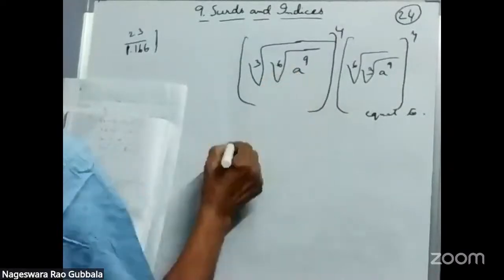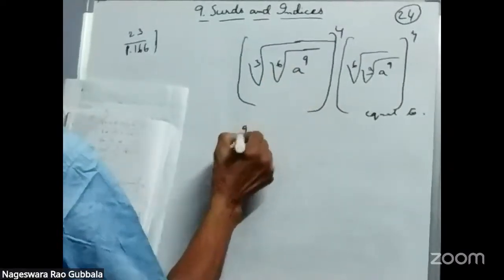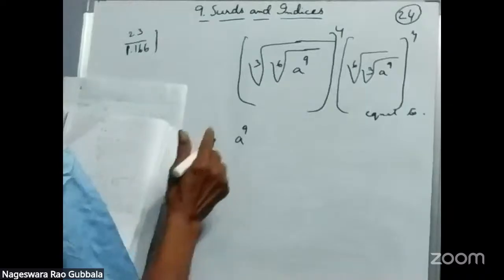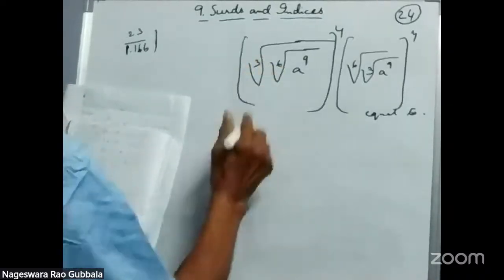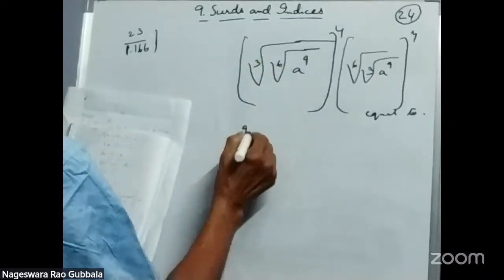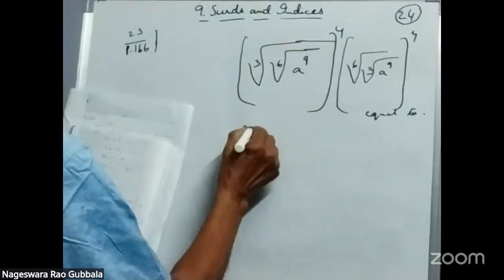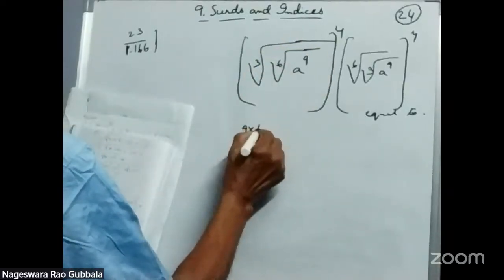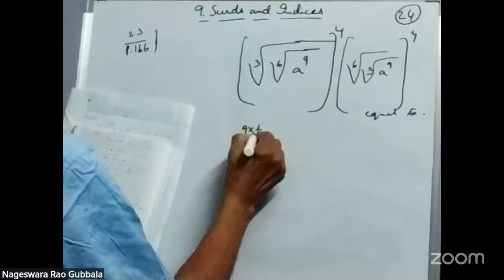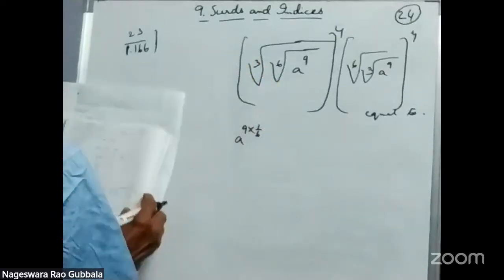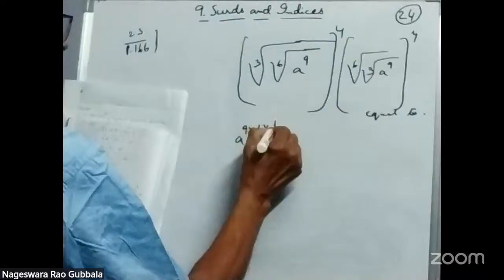Start here: a to the power of 9. Next is the cube root of, the 6th root of. That means to the power of 1 by 6, so 9 into 1 by 6. A to the power of 9 into 1 by 6. Again the cube root of, into 1 by 3.